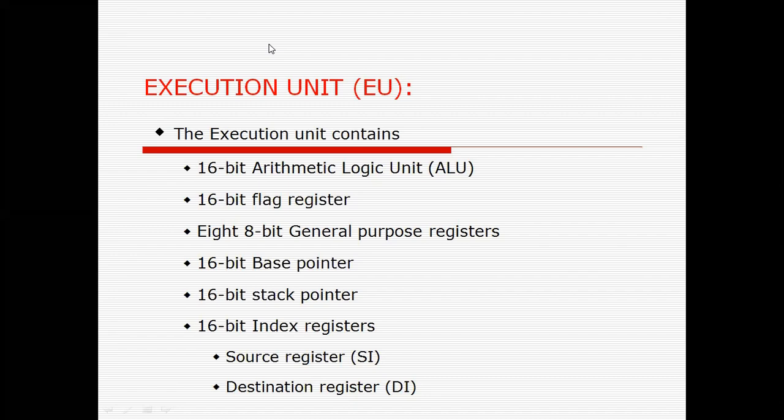It is the second functional unit of the 8086 architecture. The execution unit receives the instructions and the data from the bus interfacing unit, and then it executes the instructions and stores the results in the general purpose registers. So it mainly performs three functions. It receives the codes and data from the BIU, then it executes the instructions according to the data. And third, after executing, the results are stored in the general purpose registers.